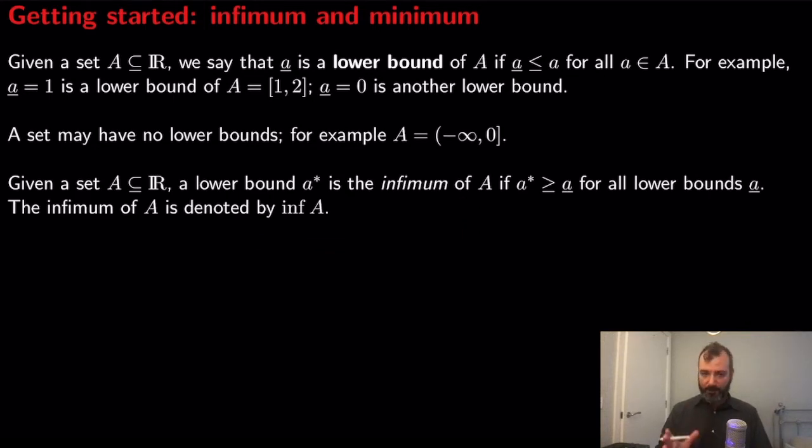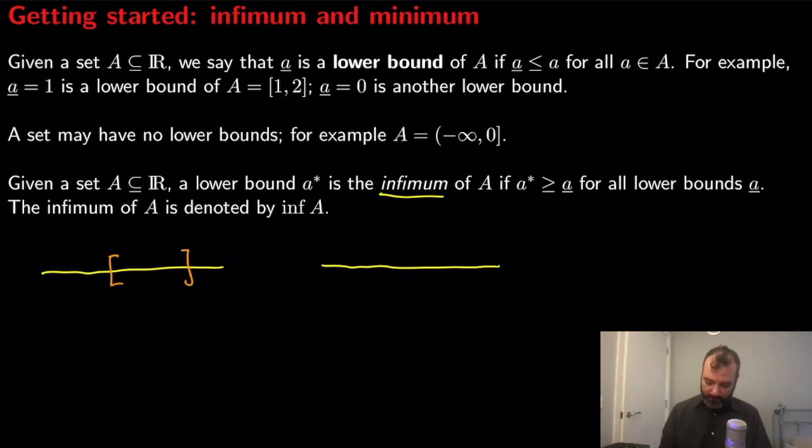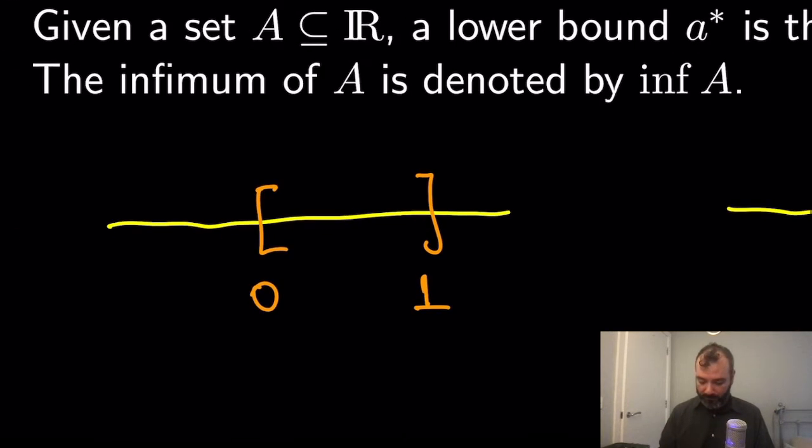Now, there is a special lower bound I want us to talk about, the so-called infimum. There is something special about the infimum. I'll give you two examples. This is example 1, example 2. In example 1, take the set from 0 to 1. And let's take a few lower bounds. I'll zoom in here. Minus 10 is a lower bound. Minus 1 is a lower bound. Minus 0.001 is another lower bound.